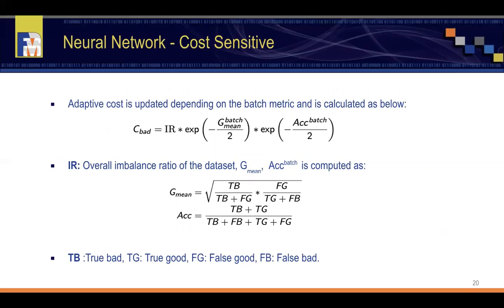IR mentioned in the equation is the overall imbalance ratio, and the batch metrics that are used are the accuracy of the batch and the geometric mean of the rate of correct minority classification and incorrect minority classification. Thus, including the batch metric helps in reducing the cost when the batch performs better towards the minority class.